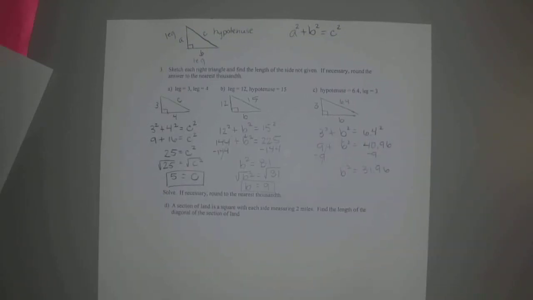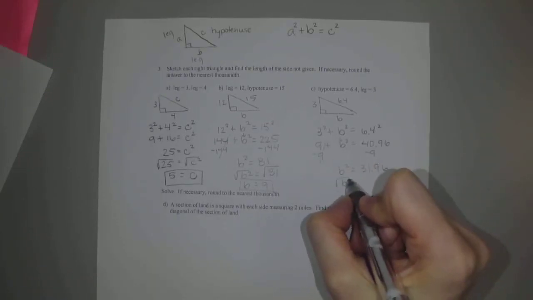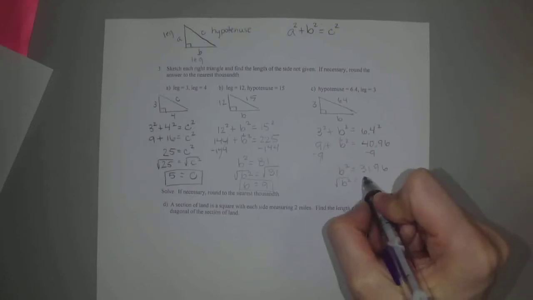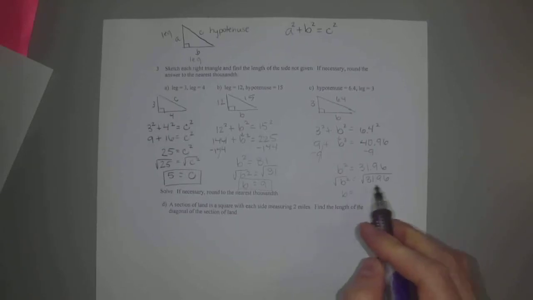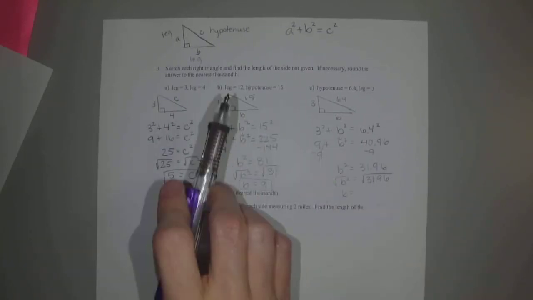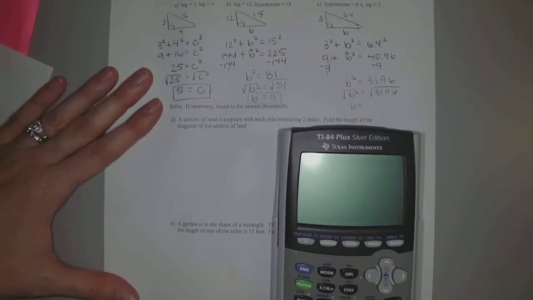Okay. But do we care about B squared? No. How do we get B out of B squared? We have to take the square root. But if you take the square root of the left, you got to make sure you take the square root of the right. So B equals, not a perfect square, right? But up here it says round to the nearest thousandth. So let me throw that in my calculator real quick.